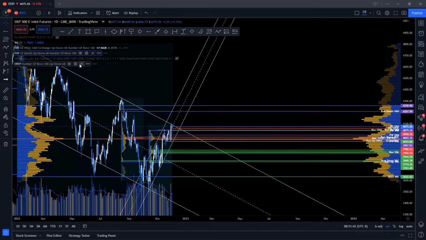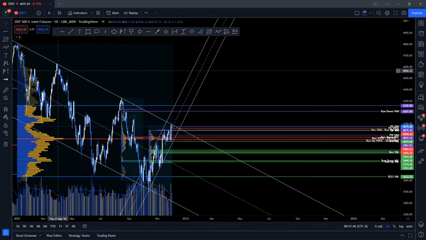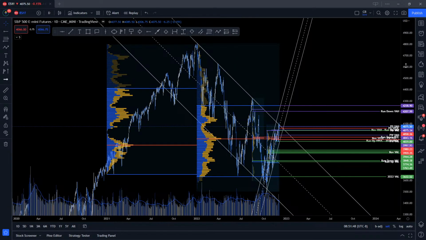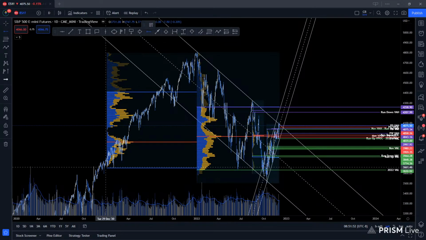Again, if you like it, that's cool. Use what works for you. I'm not trying to tell anybody how to trade. Just going over the levels I'm looking at and going over how I trade.